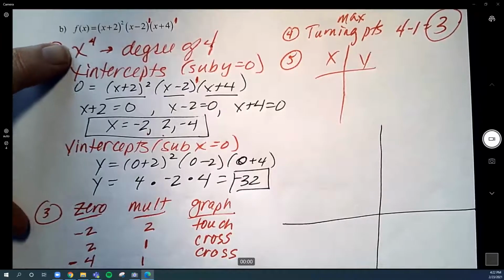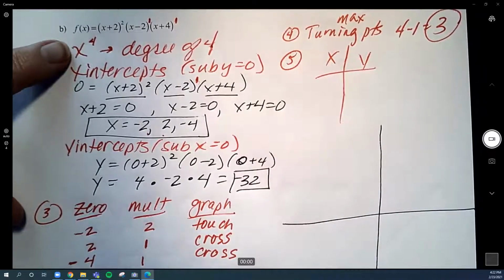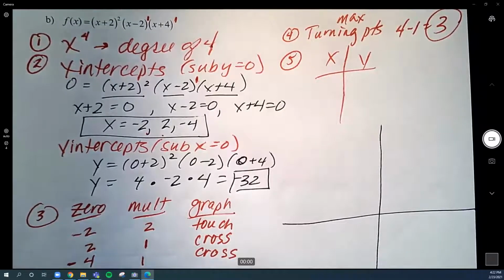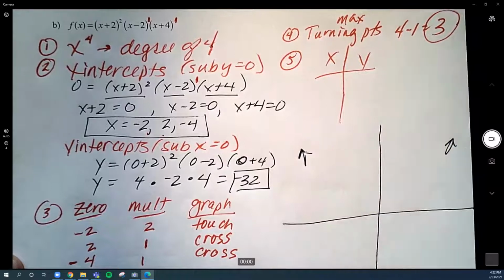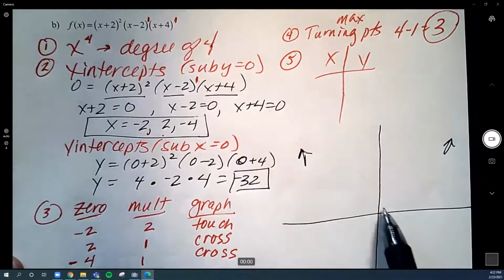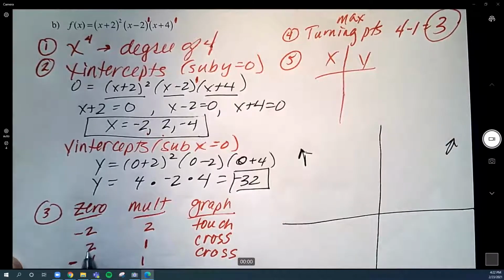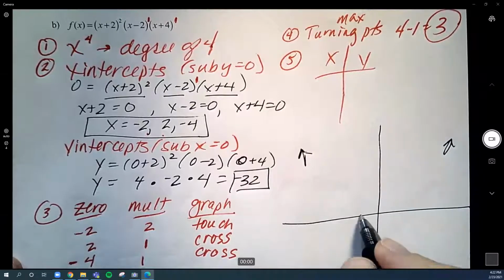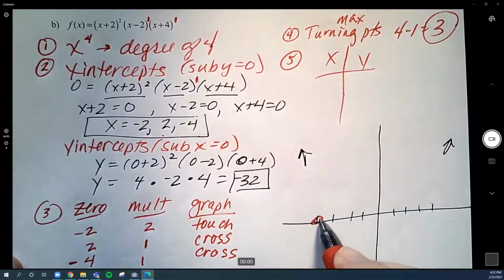So let's look at the end behavior. The end behavior is going to look similar to the power function x to the 4th power, which means it will be up, up. Then let's look down here and let's find our zeros. Our zeros are going to be located at -2, 2, and -4. So let's plot those here.